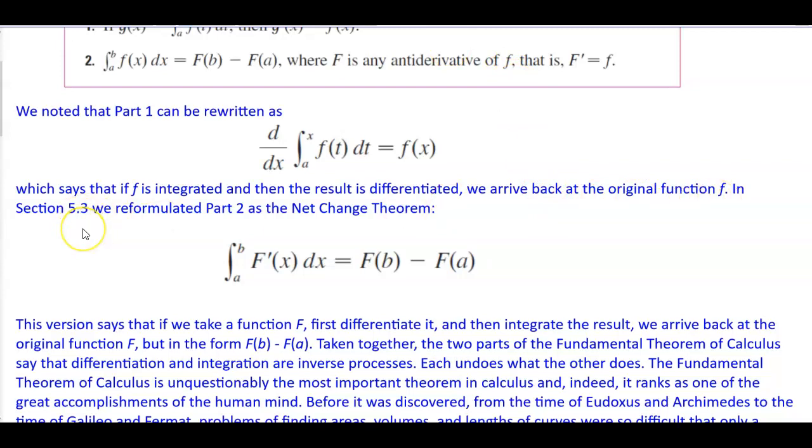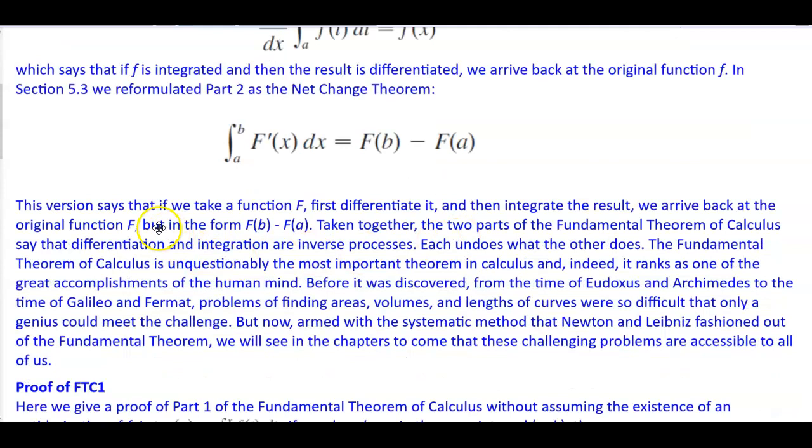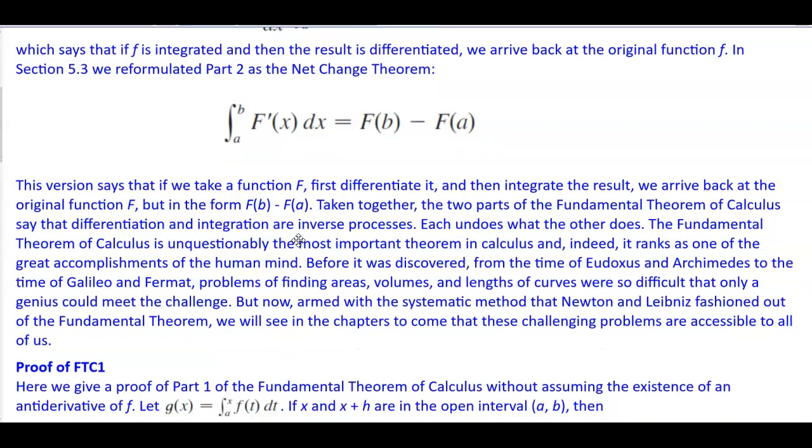So therefore in section 5.3, we reformulated part 2 as the net change theorem. So the integral of F prime of x dx from a to b is equal to F of b minus F of a. This version says that if we take a function F, first differentiate it, and then integrate the result, we arrive back at the original function F, but in the form of F of b minus F of a. Taken together, the two parts of the fundamental theorem of calculus say that differentiation and integration are inverse processes. Each undoes what the other does.